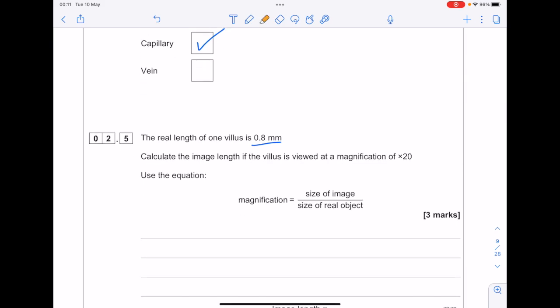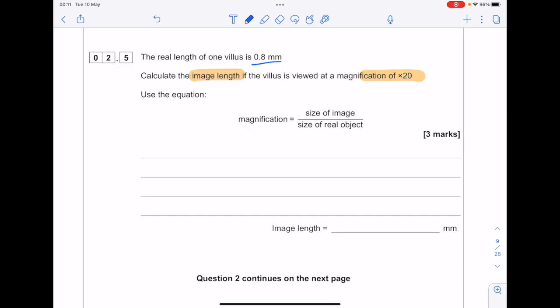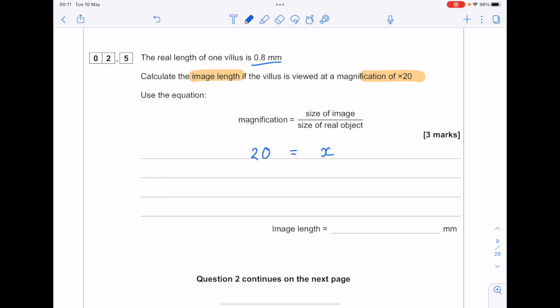Calculate the image length if the villus is viewed at a magnification of times 20, and use this equation. So we know the magnification is 20, so we put 20 there. We're being asked to find the size of the image, so I'm going to pop an X there. And then what is the size of the real object? Well, that's 0.8 according to the question. Check our units: our answer also needs to be in millimetres. So how do we solve this for X? By multiplying both sides by 0.8 to get 16 millimetres as our final answer.